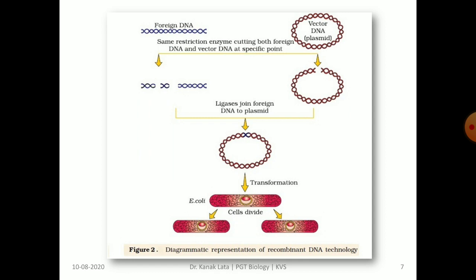Here is the diagrammatic representation of recombinant DNA technology. You can observe here that the same restriction enzyme is used for cutting both foreign DNA and vector DNA at a specific point, and ligase is used to join the foreign DNA to the vector, that is, the plasmid.